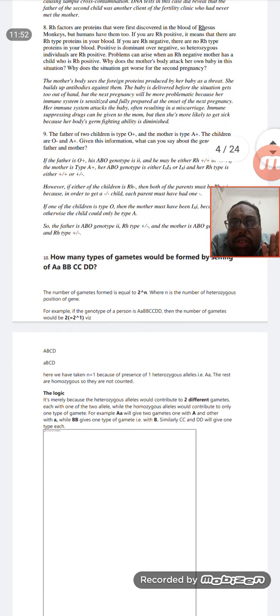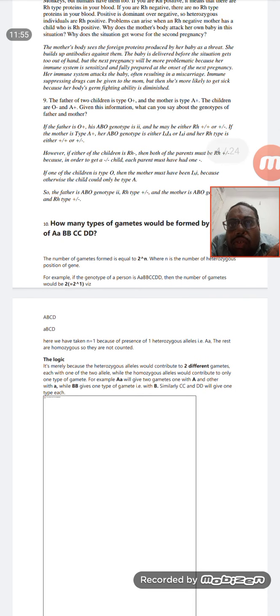And in the 9th question, you see, the father of 2 children is type O positive and the mother is type A positive. The children are O negative and A positive. Given this information, what can you say about the genotypes of the father and mother? That positive and negative is the Rh blood group, the rhesus factor, which you have studied in +1 in the circulatory system. You have studied about it, and some diseases and conditions also you have studied there.